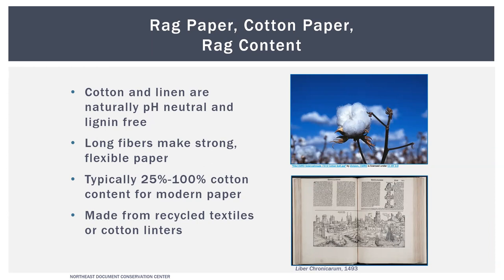Wood pulp paper was introduced to meet the increased demand for paper that came with the Industrial Revolution, as the rag supply was insufficient. Today, cotton is still used in paper to increase strength and fold endurance. Some of the cotton still comes from rags, which produce the longest fibers, and some comes from cotton linters, which are made from reprocessing cotton seeds after the longest fibers have been removed for textile manufacture.